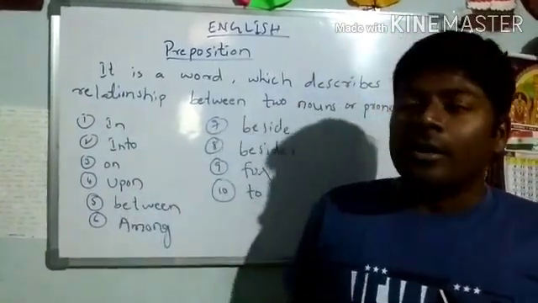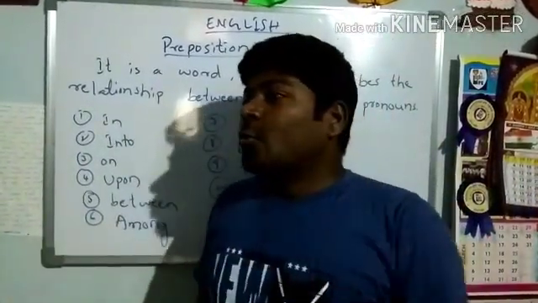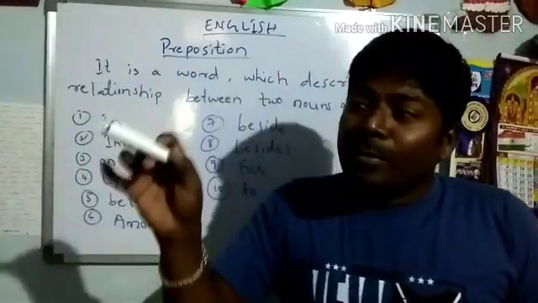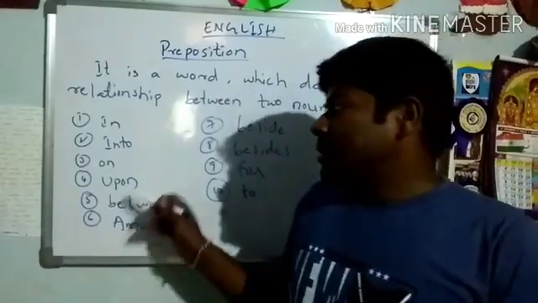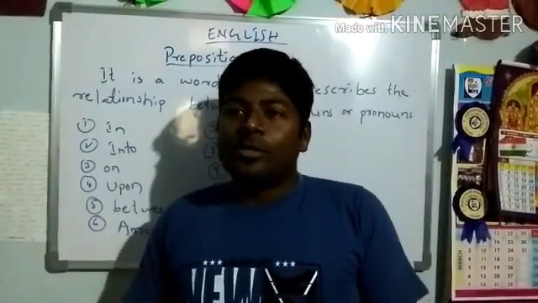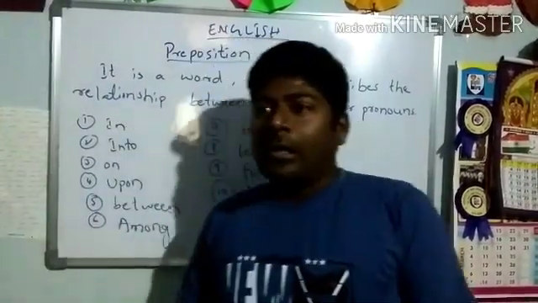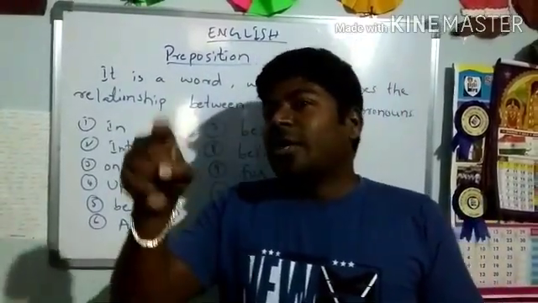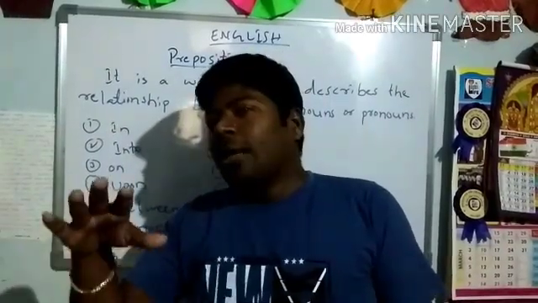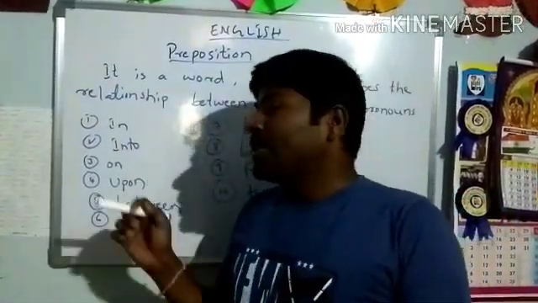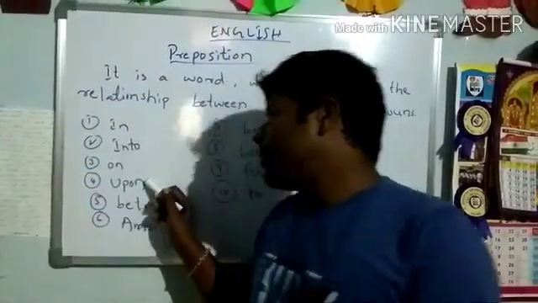Next, upon. When the subject has movement, the meaning of on, we use upon preposition. But suppose, the thief jumped upon the wall. The thief did not jump on the wall. He jumped upon the wall. So when the subject has movement, the meaning of on, we use upon preposition.